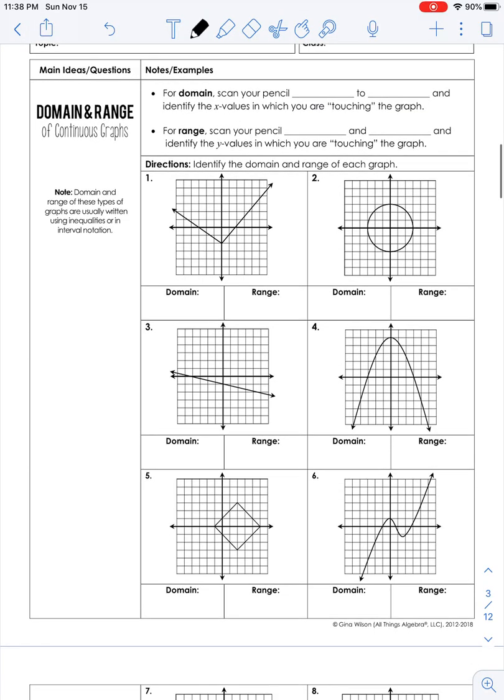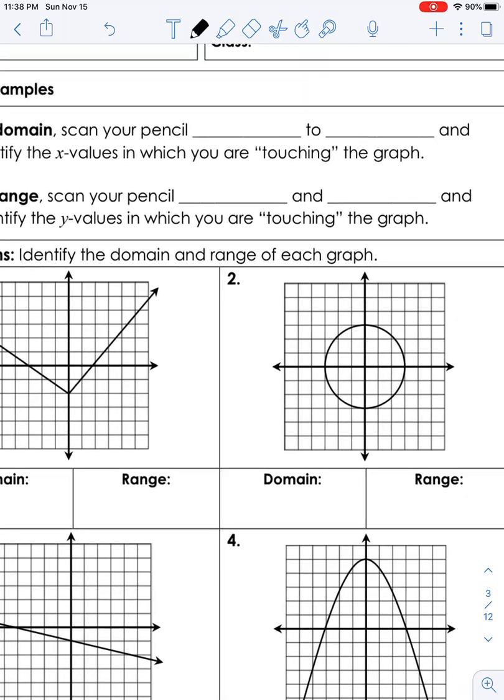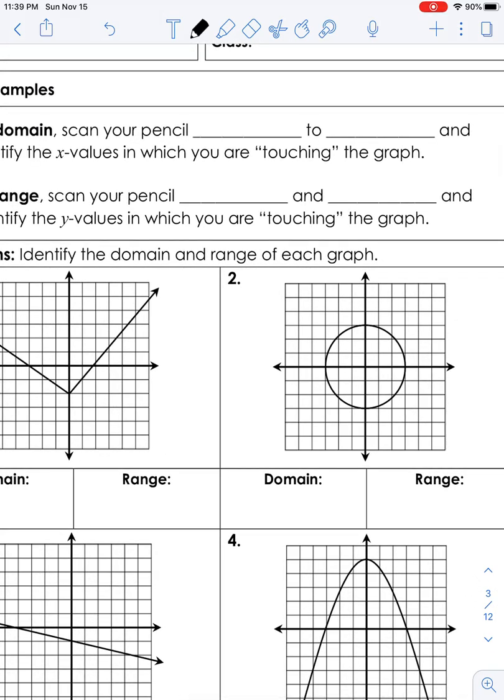Okay, we are back for the second notes video of Unit 3, and we are talking about domain and range. I went over a little bit of it on the last video, but didn't go into it in great detail, and we're going to go into it in a lot of detail here. So, domain, when your graph is connected.